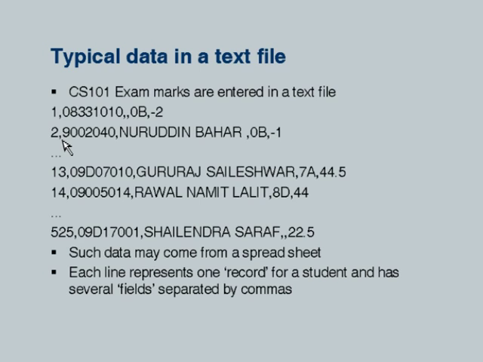Then there is a comma, then there is a roll number, then a comma, then a name, then a comma. This is the lab batch. Remember we told you we had batches 0A, 0B, 0C, 0D, 1A, 1B, 1C, 1D, etc. And the last value is actually the marks. You can see here 44.5, 44, etc.